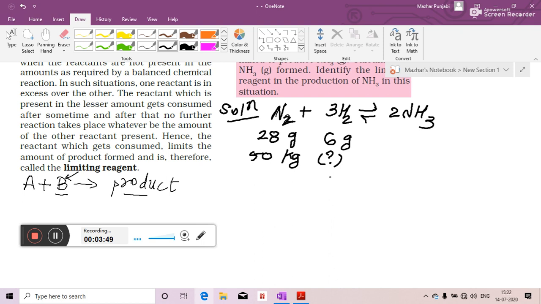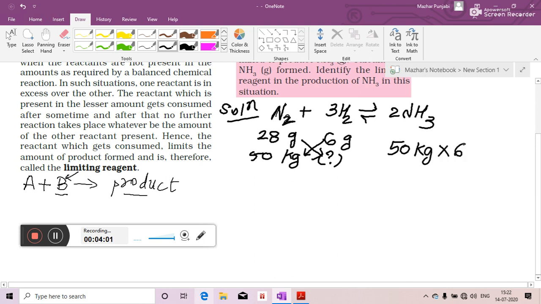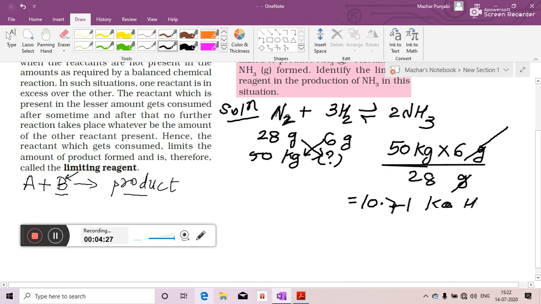So when we do crisscross, when we do cross multiplication, that is 50 kilogram into 6 gram upon 28 gram. Now here gram cancelled. Now 50 into 6 upon 28. So that is equal to 10.71 kilogram hydrogen. So this should be the mass of hydrogen.